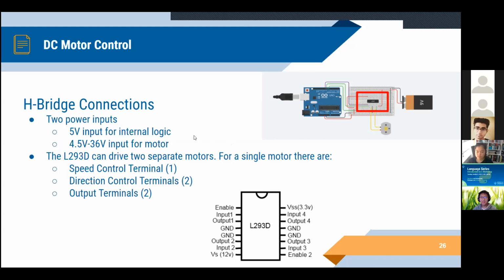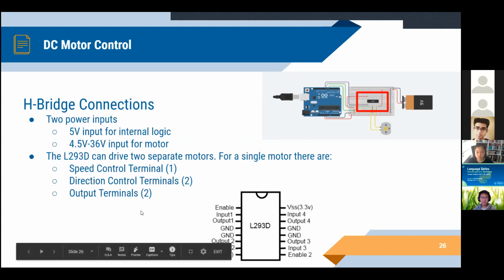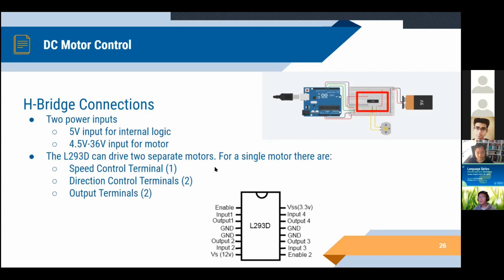And then the L293D, the motor driver IC that we were talking about, can drive 2 separate motors. So it has 2 sets of these same 5 pins that I've listed here: 1, 2, and 2. And I'll go through these quickly. The speed control terminal connects to the analog output from your Arduino. This is that PWM output we were talking about earlier. And then there are 2 direction control terminals. These define which of the H-bridge switches are on, so it controls the current direction. And then lastly, you have the output terminals, which connect to the motor and actually drive it.